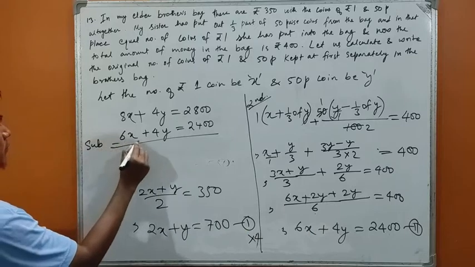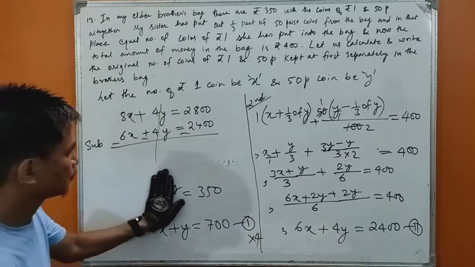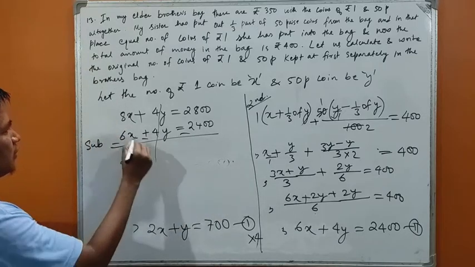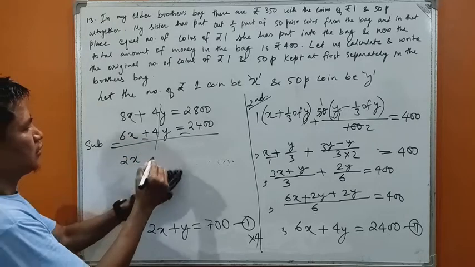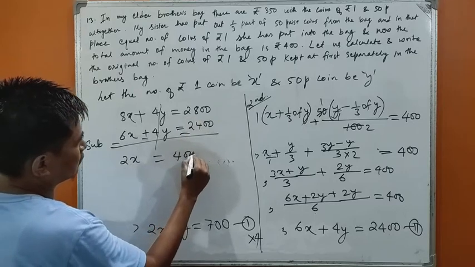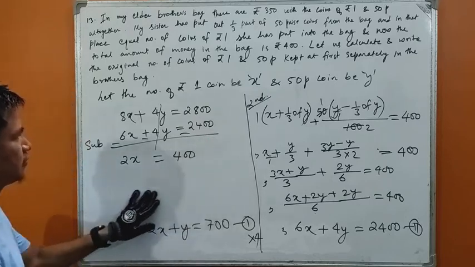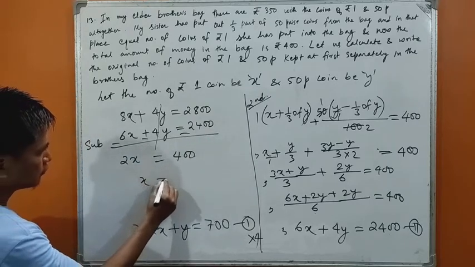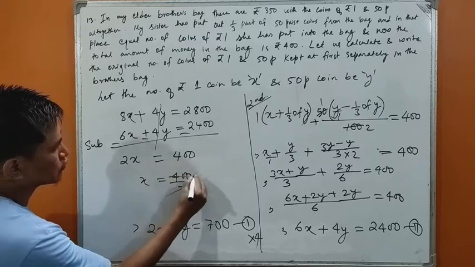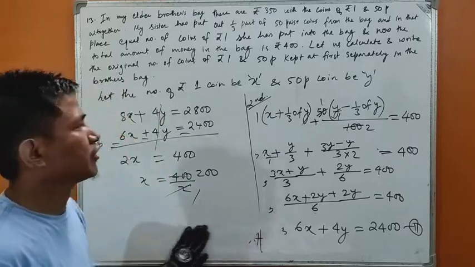Subtracting equation 2 from this, 4y minus 4y cancels out. So we have 8x minus 6x is 2x, isn't it? 8x minus 6x is 2x equals to 2800 minus 2400 is 400. Now x equals to 400 upon 2. This 2 comes to the denominator. 2 into 200 is 400. The value of x is 200. x means the number of 1 rupee coins, isn't it?